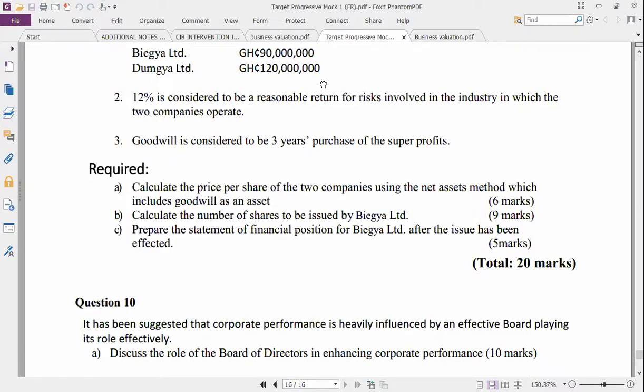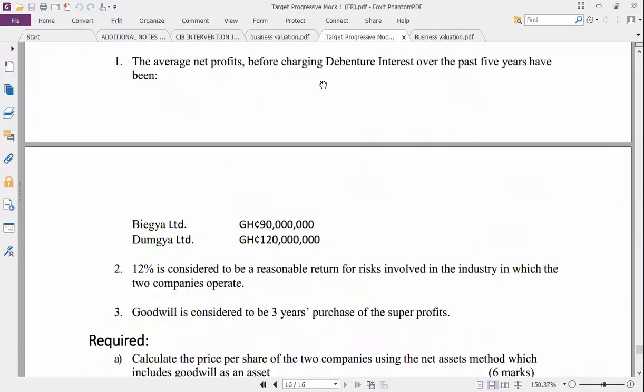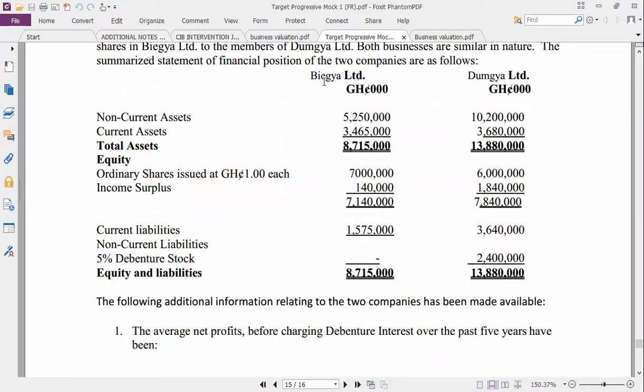So here, in fact, nothing will change. You're going to prepare the financial statement. When they move, you move. So if you buy a company, what will happen? Now, Bieja has acquired Dumja. So what do you think will happen? All the properties of that company become your own. Just imagine when GCB acquired Capital and UT Bank, what happened? The properties of UT Bank became the properties of GCB. So just add it to it.